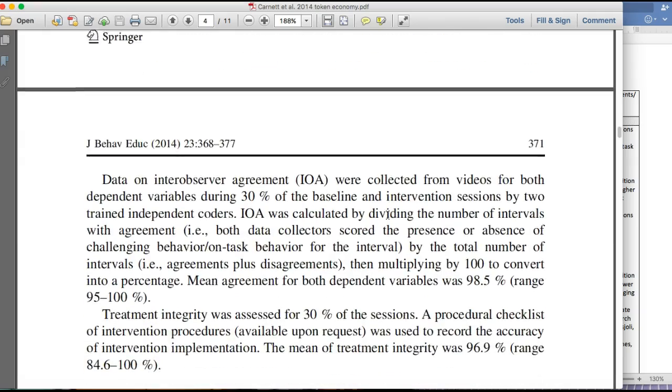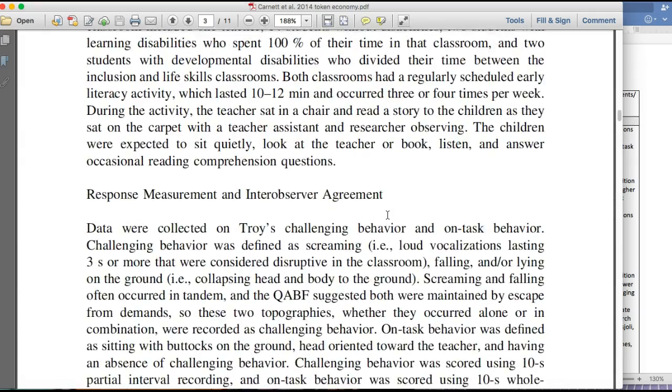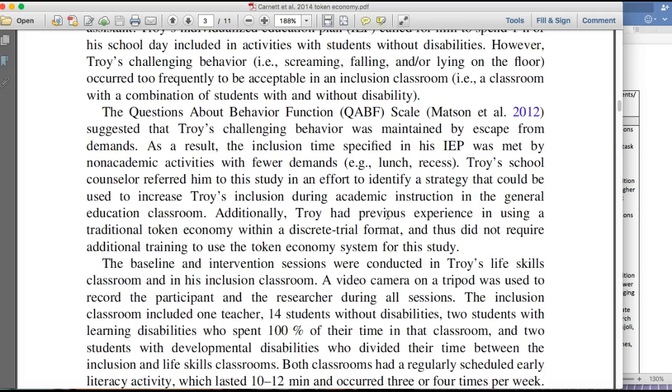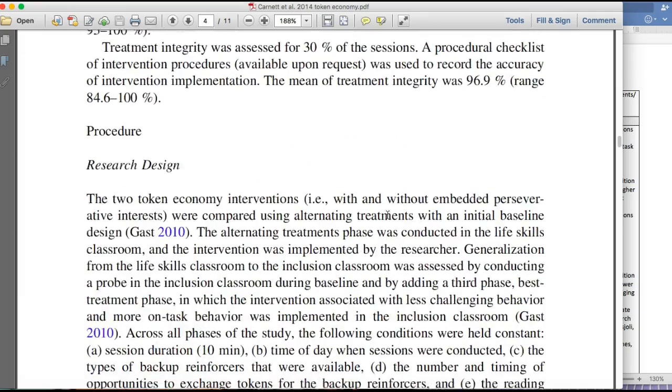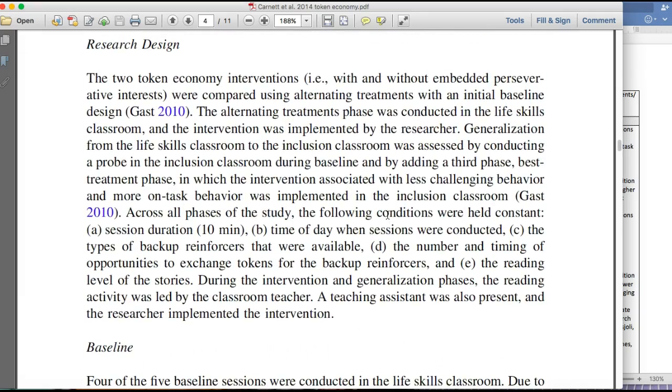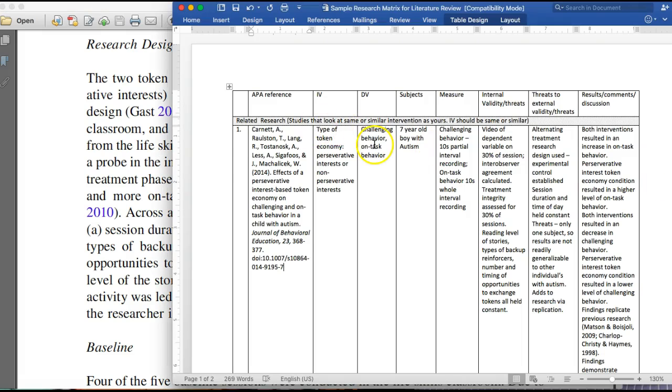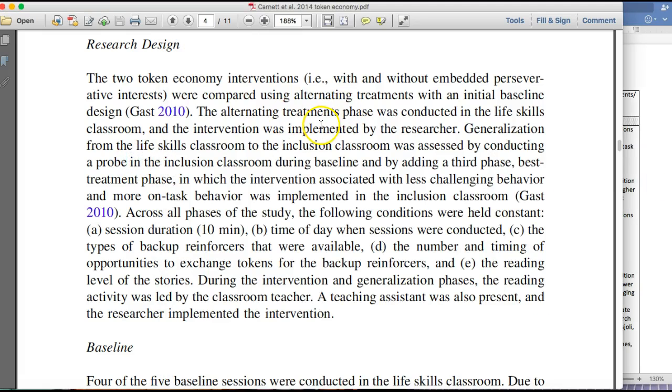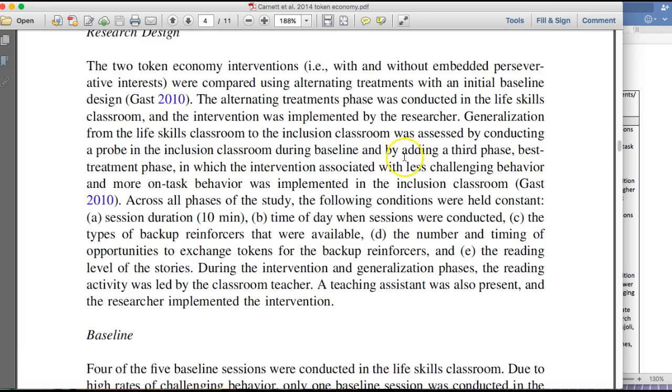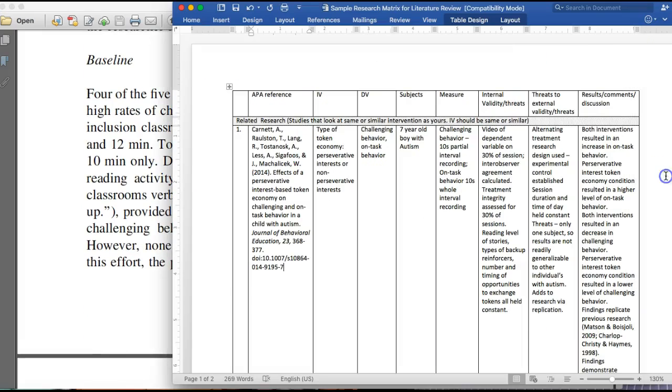Particularly when you're going down to here and it talks about what is done, what the procedure was. So it talks about the interventions. So those are the independent and dependent variables, and they're looking at, in this study, measuring it on the child's challenging behavior and on-task behavior. So there are two independent variables and two dependent variables.